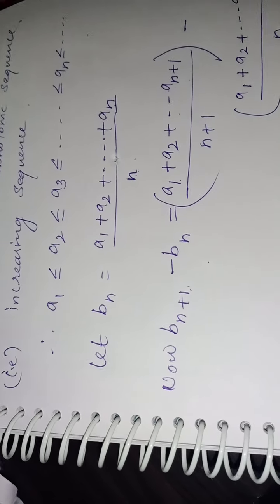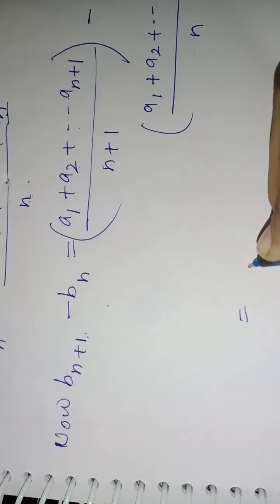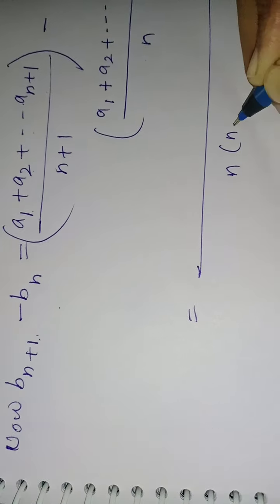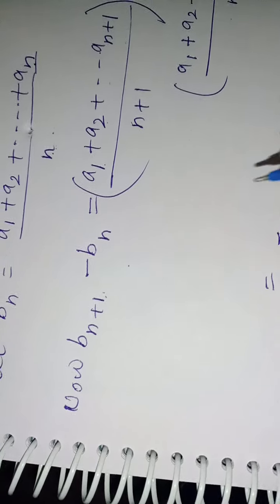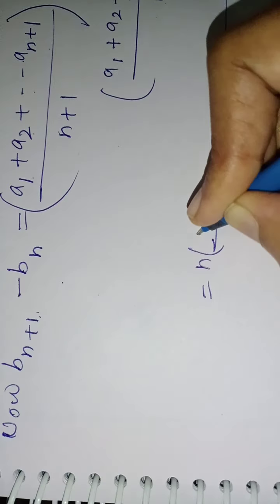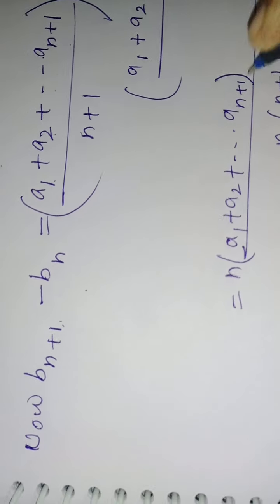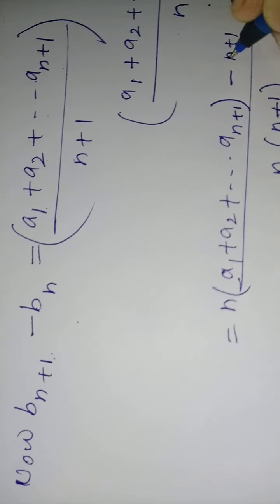Guys, take LCM and simplify these two terms. Here the denominators are n and n+1, so the LCM is n into n+1. Cross multiplying this, we get n into (a1 + a2 + and so on + an+1) minus this term, n+1 into (a1 + a2 + and so on + an).